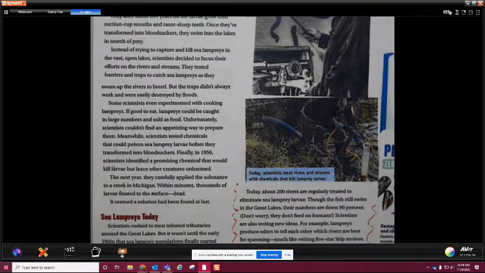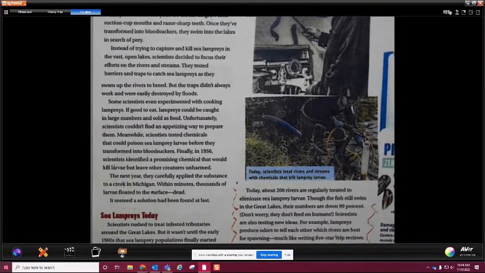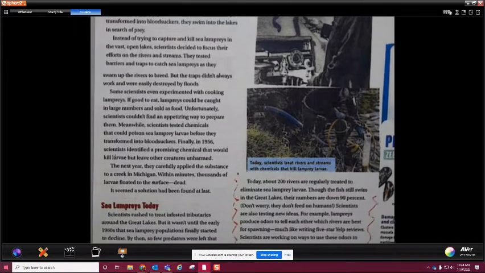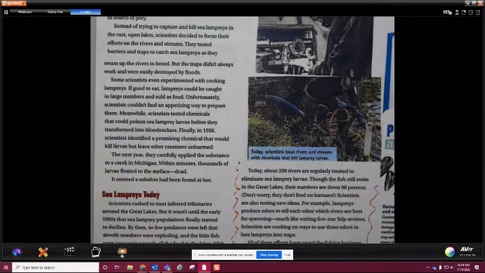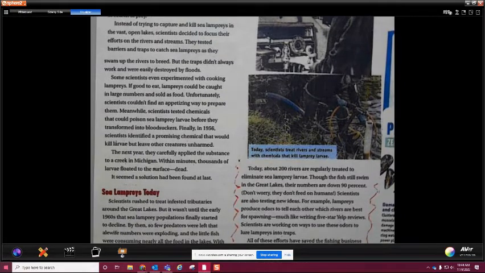Finally, in 1956, scientists identified a promising chemical that would kill larvae but leave other creatures unharmed. The next year, they carefully applied the substance to the creek in Michigan. Within minutes, thousands of larvae floated to the surface dead. It seemed a solution had been found at last.